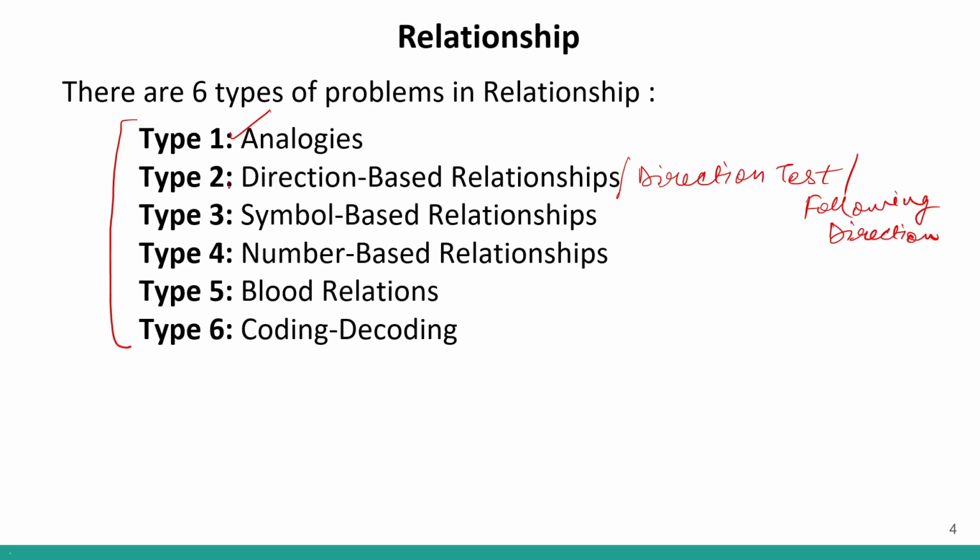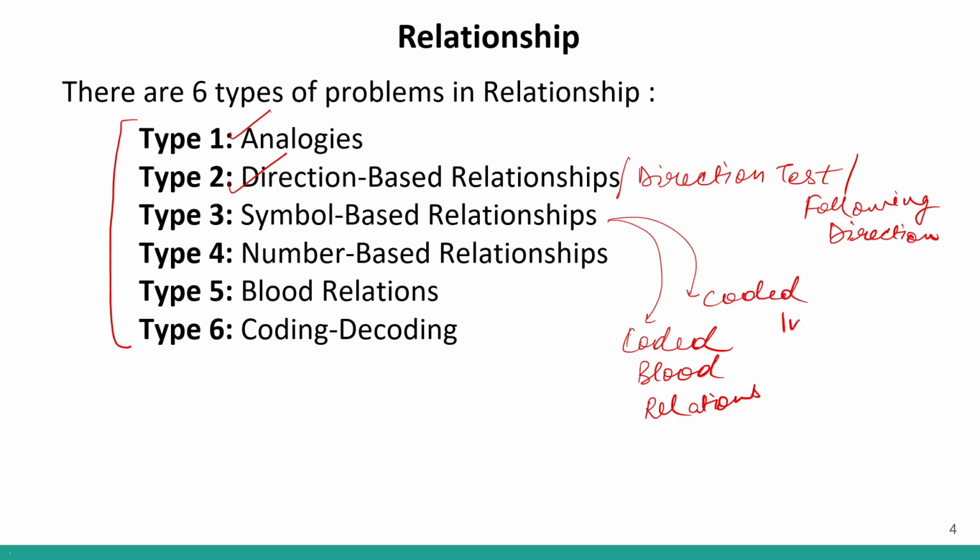Okay, then symbol based relationship. Now symbol based relationship can be of two types. One type is your coded blood relations. Coded blood relations, these are your symbol based relationships. Okay, and the second one is coded inequalities. We have already done both of them in detail. So either of the two can be a part of symbol based relationships.